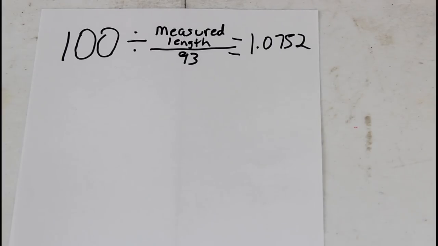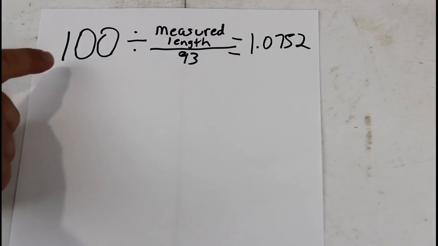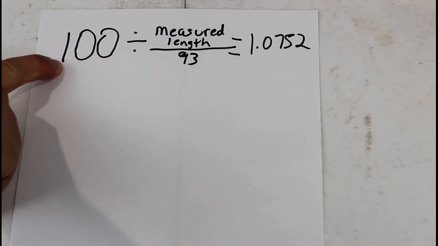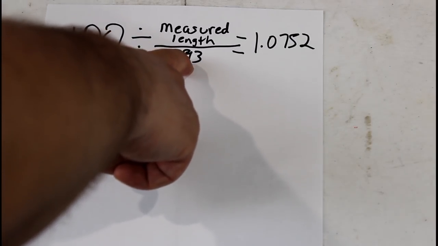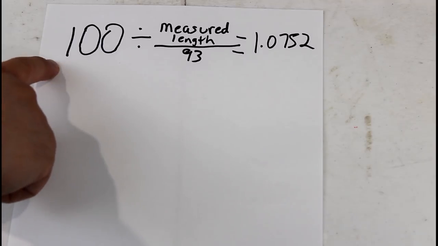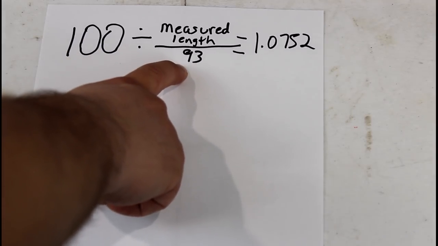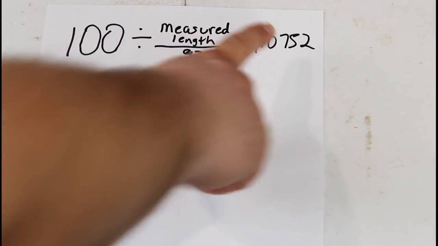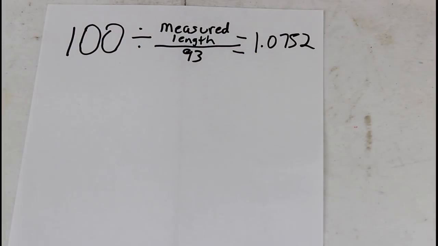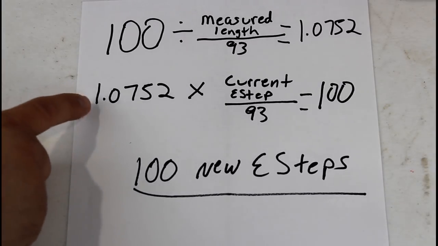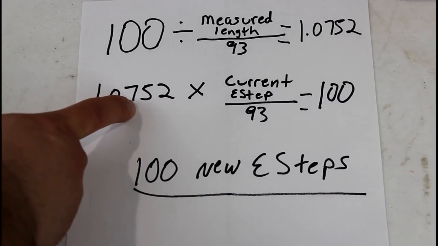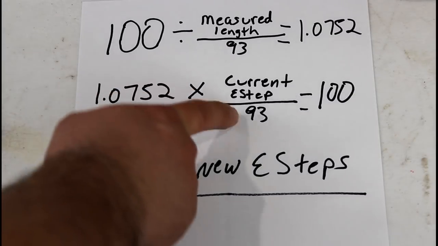So the next step is to go ahead and find our new E-step. We told it to extrude 100 millimeters, and we got 93 when we measured what was actually extruded. So we take 100 divided by 93, and that gives us 1.0752. All right, so now we take that answer, 1.0752, times the current E-step.